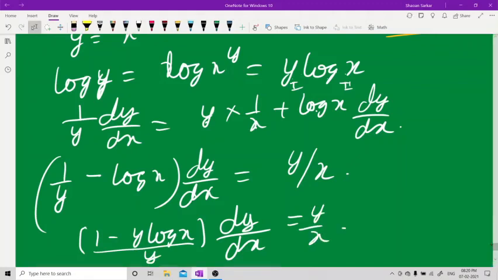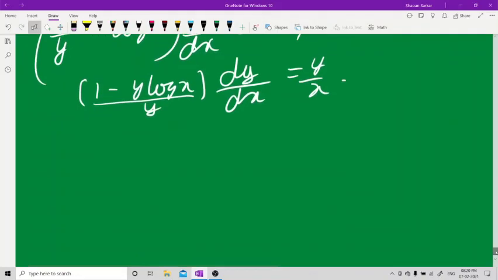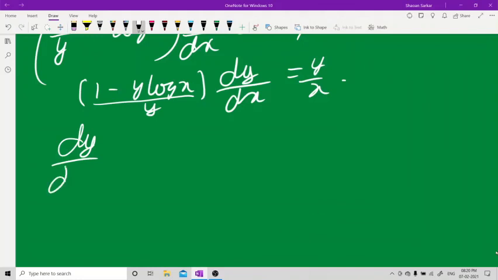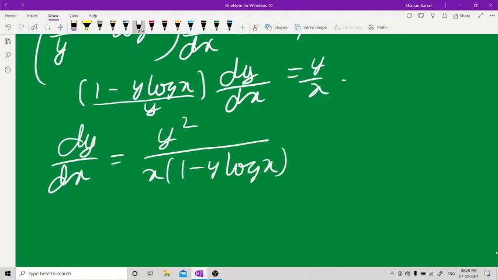In the next step, see what I do. Cross multiply. Take this on the numerator, and take this on the denominator. See now what happens. So now dy by dx is equal to y square upon x into 1 minus y log x. I hope you have understood this.